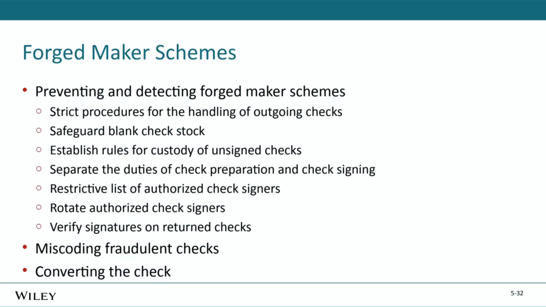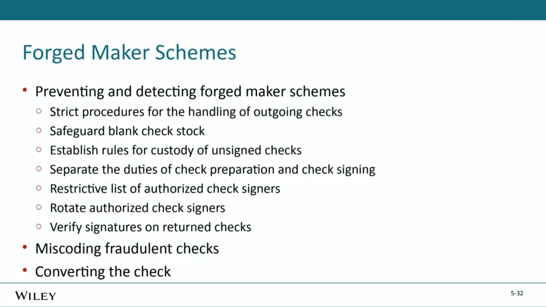The forged maker scheme, how do you stop this? Again, strict procedures for the handling of outgoing checks. Do not give the check back to the accounts payable clerk. Either the person who signs it mails the checks out, or they give it to their own assistant or somebody else. Again, safeguard the blank check stock. Establish rules for custody of unsigned checks. Separate the duties of check preparation and check signing.